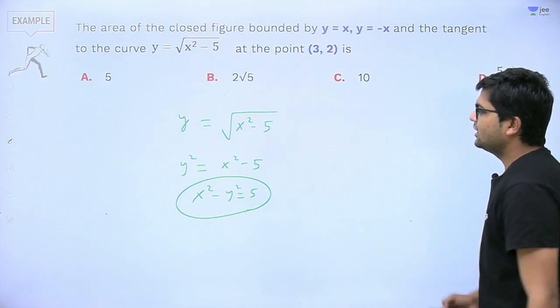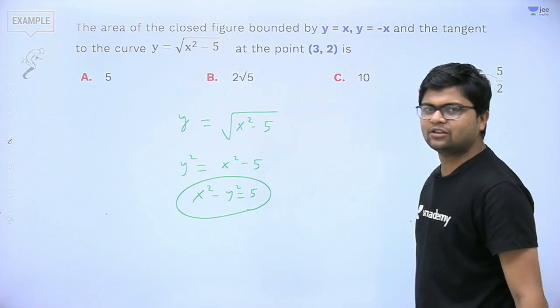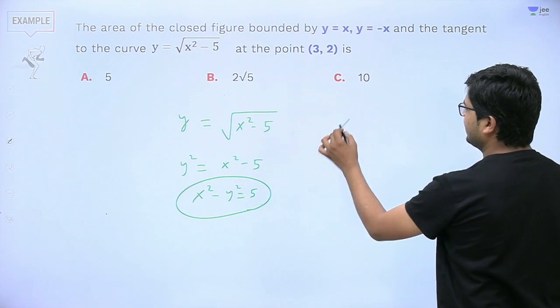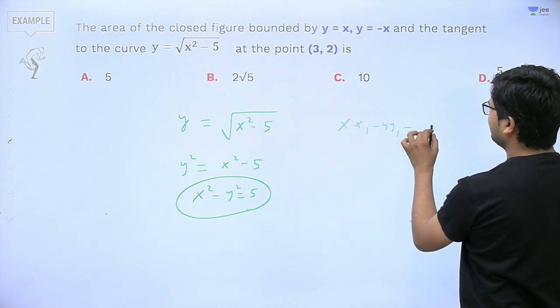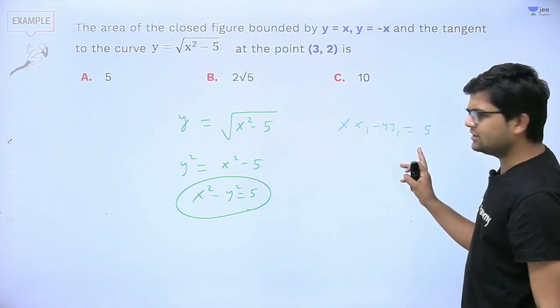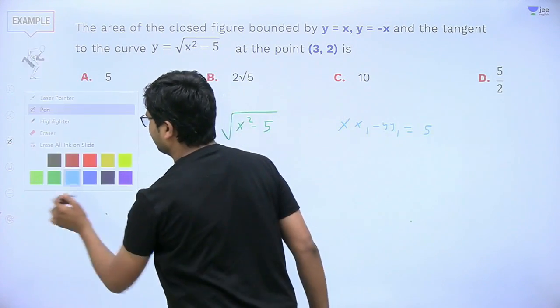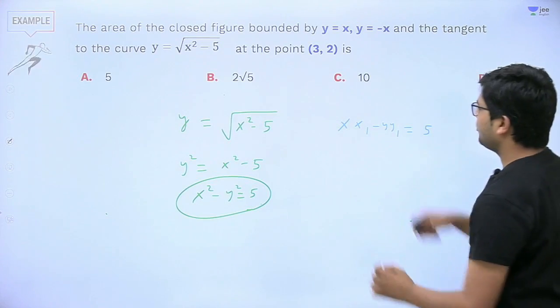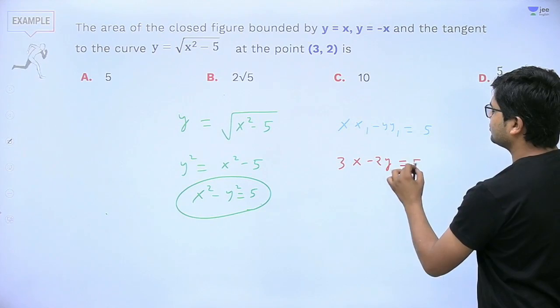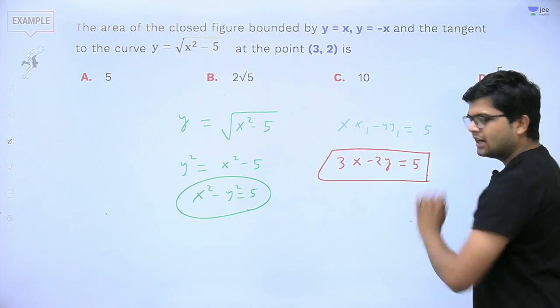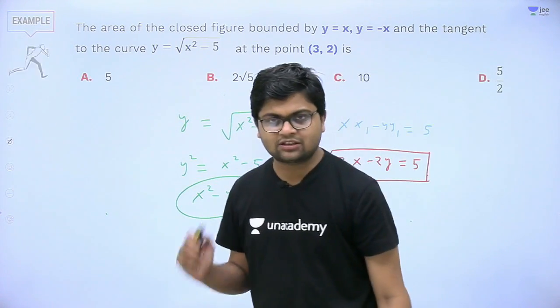So let's try to find out the equation of the tangent. Now the equation of tangent is x x1 minus y y1 is equal to 5. That is the equation of tangent. Now put the values of x1, y1, that will be 3, 2. So the equation of tangent will come out to be 3x minus 2y equal to 5. I think everybody must have got what is in this question.